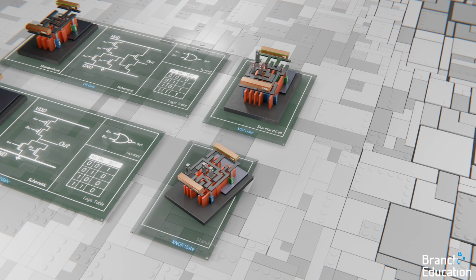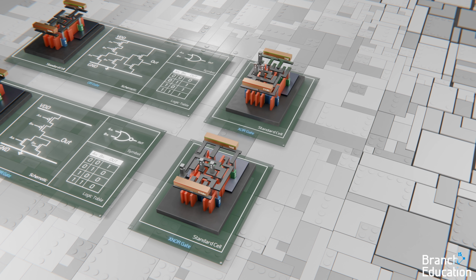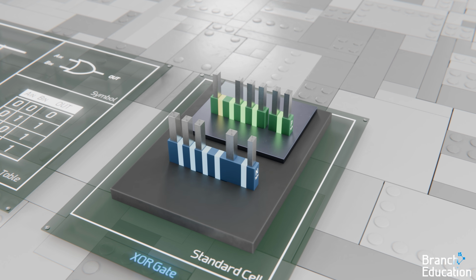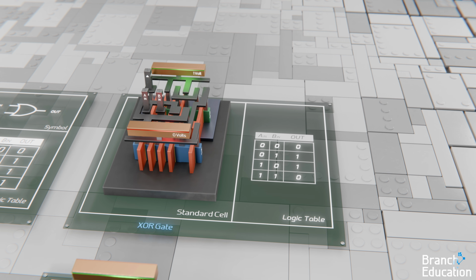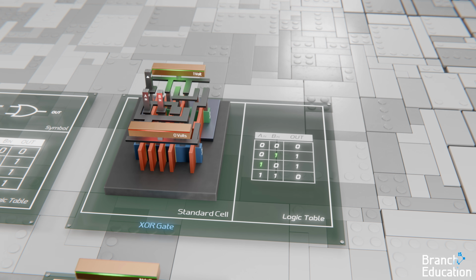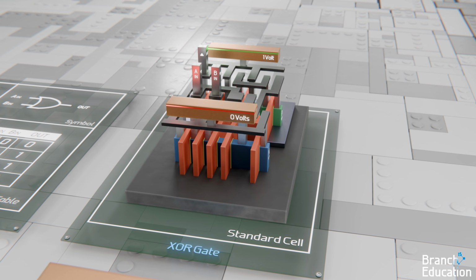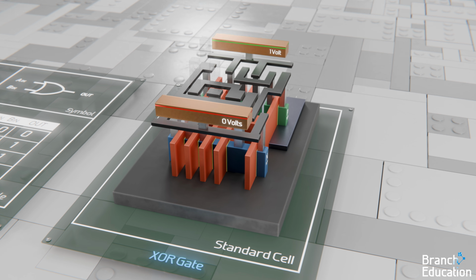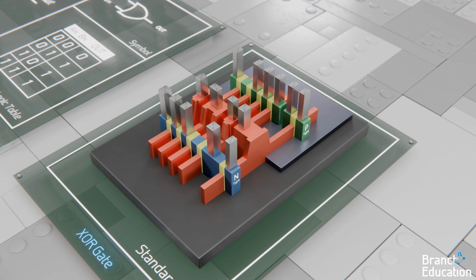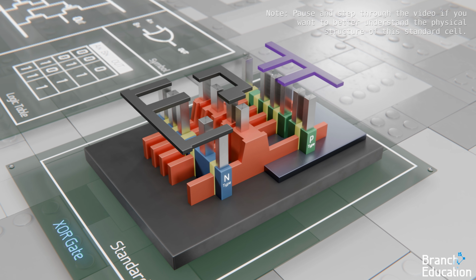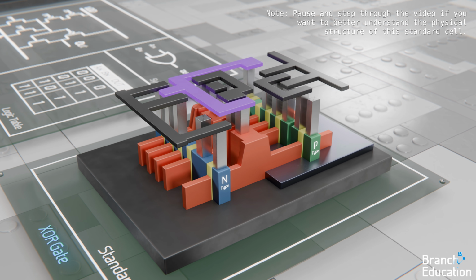Exclusive OR and exclusive NOR gates are a little more complicated and require a total of 10 transistors each, because the logic needs to account for only one of the inputs being on. Here's the standard cell for an exclusive OR gate. We'll spend a few seconds flying around it and showing the different layers, so see if you can draw a schematic and work out how it works.